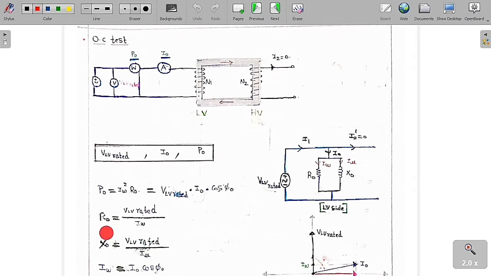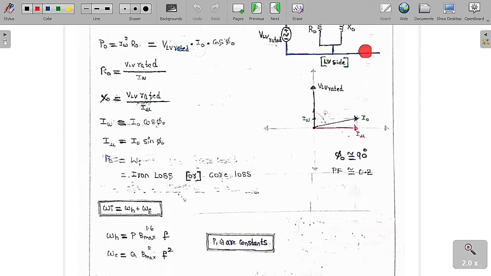Then what is the value of R0? R0 is equal to V LV rated by IW, and X0 is equal to V LV rated by I mu. So if you know these parameters, with their help we can calculate R0 and X0 also. This is a diagram of the transformer with respect to the LV side, because we have conducted the test on the LV side.